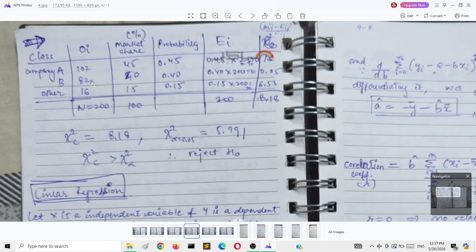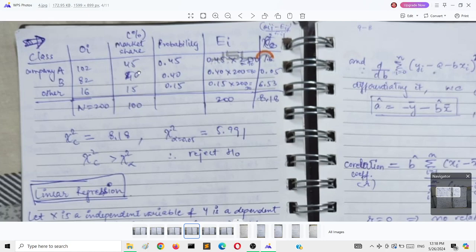Now there comes the column that is observed Oi. So 102 were found to be with company A as the fabric softener choosers. Then we have 82, that's the competitor choosers, and 16 were the other choosers, and the total sample size was 200, right? Now the market share of company A is 45, the market share of company B is 40%, and the others are 15%.